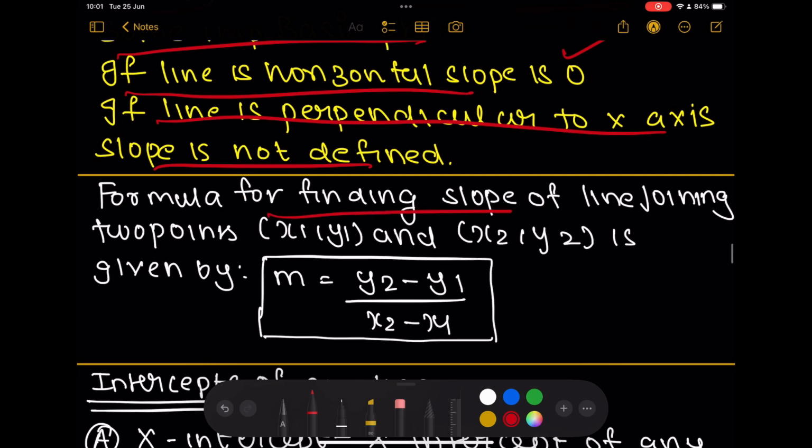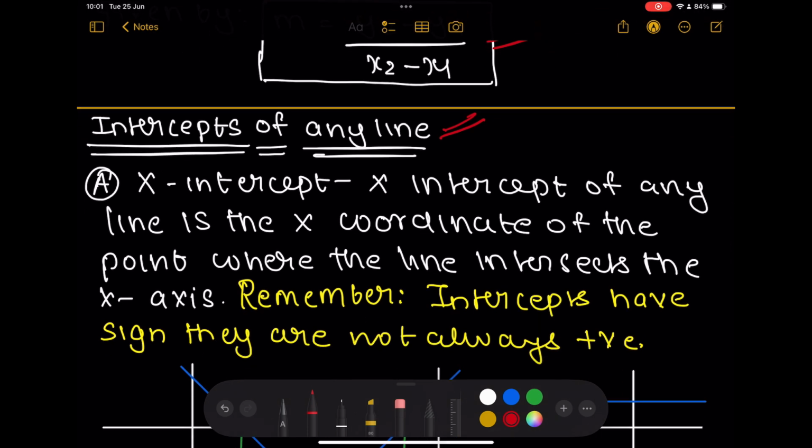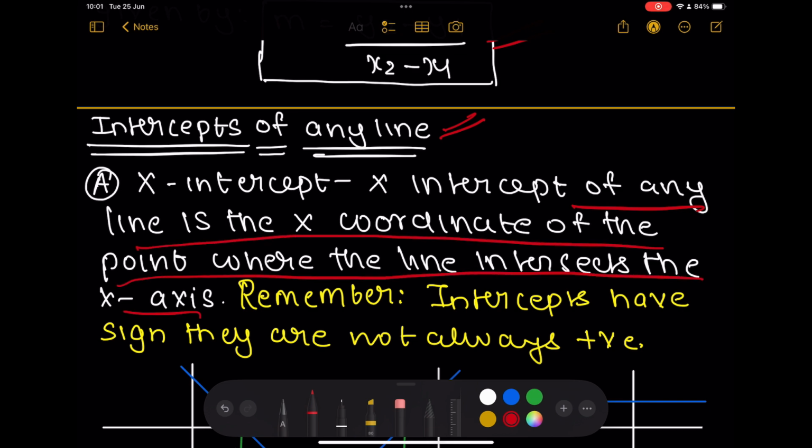Again, very easy. The formula for finding the slope of the line joining 2 points x1 y1, x2 y2 will be y2 minus y1 by x2 minus x1. Again, very easy formula. Intercept of any line. This is very important. Most of the people get this wrong. See, what is the x-intercept of any line, right? The x-intercept of any line is basically the x-coordinate of the point where the line intersects the x-axis.